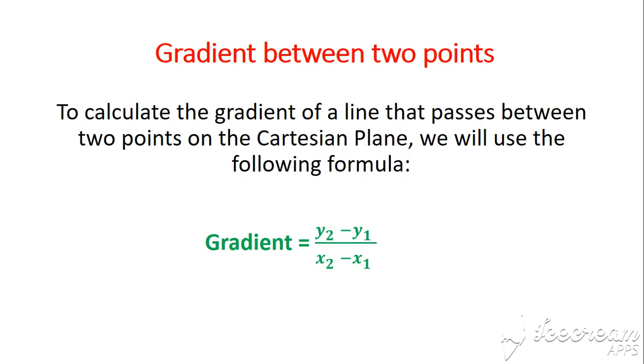Right, to calculate the gradient of a line that passes between 2 points on the Cartesian plane, we're going to use the following formula. The gradient is equal to y2 minus y1, that's on the top of the fraction, over x2 minus x1, that's on the bottom of the fraction. And this formula is being worked out by figuring out the rise over the run.